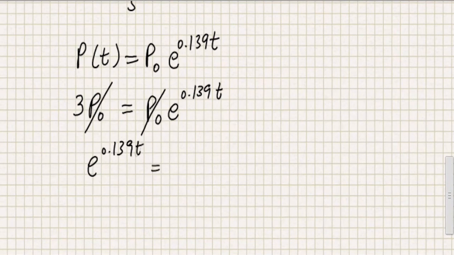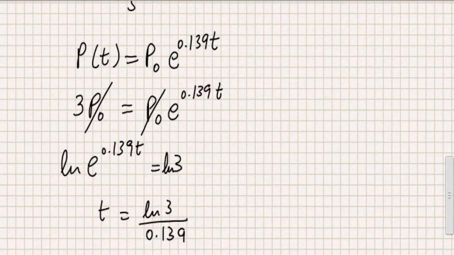equal to 3, and we're going to take the natural log on both sides, and we get the value of t will be natural log of 3 divided by 0.139. So the answer to this becomes 7.9. So the population will triple after almost 8 years, whereas the population doubled after 5 years, right?